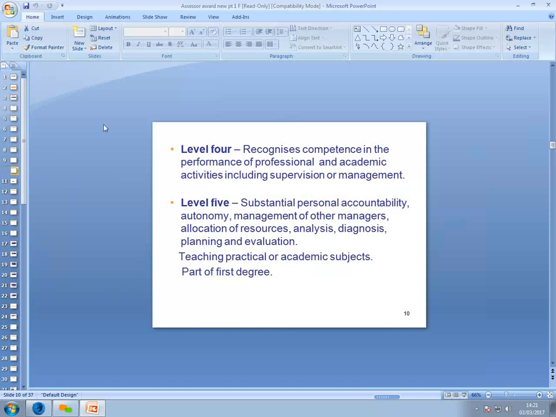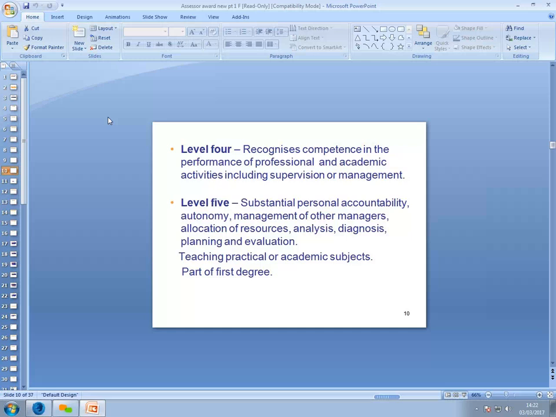Level 4 recognises competence in the performance of professional and academic activities, including supervision or management. Level 5, substantial personal capability, autonomy, management of others, allocation of resources, analysis, diagnosis, planning and evaluation. Teaching practical or academic subjects, part of a first degree. To give you some examples, level 4 is sort of higher national certificate level. Level 5 is really the first year of a bachelor's degree.